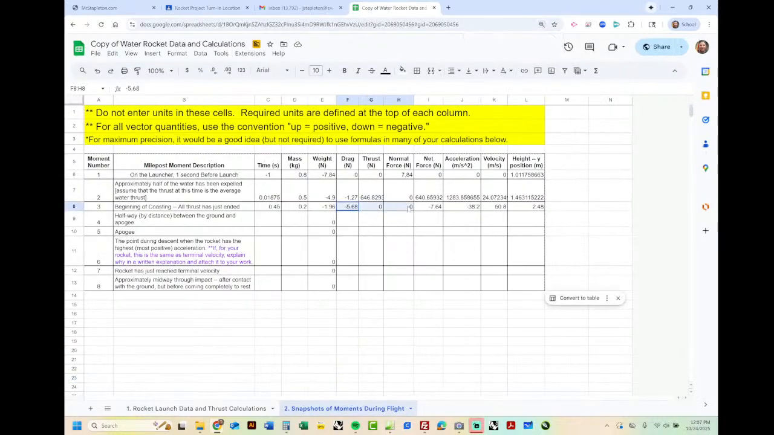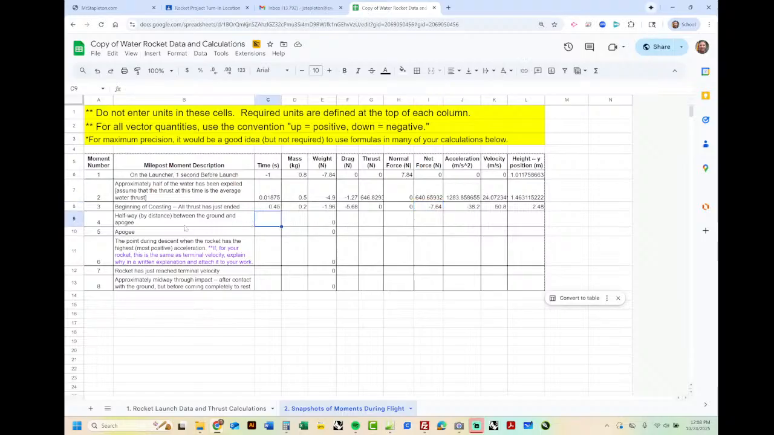I should add up all 4 of these and see if I get that. And then I should multiply acceleration times mass and see if I also get that. And I should.